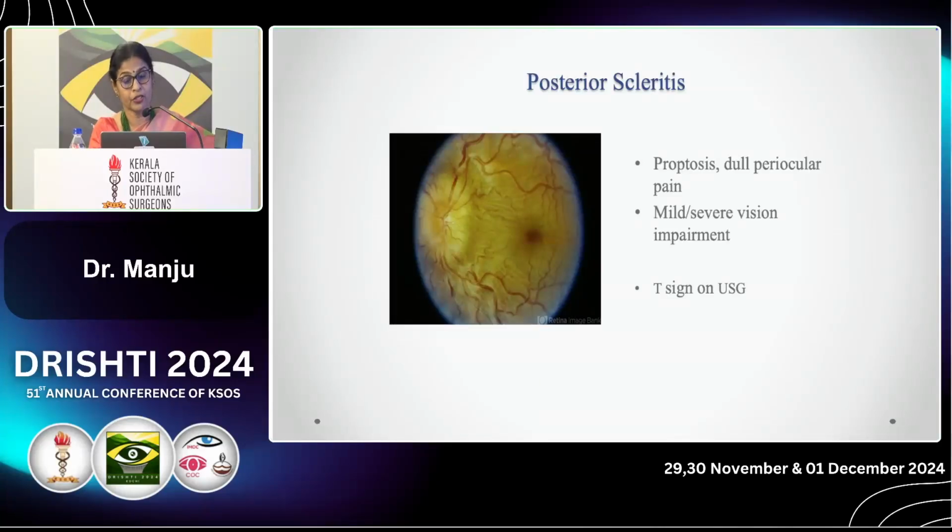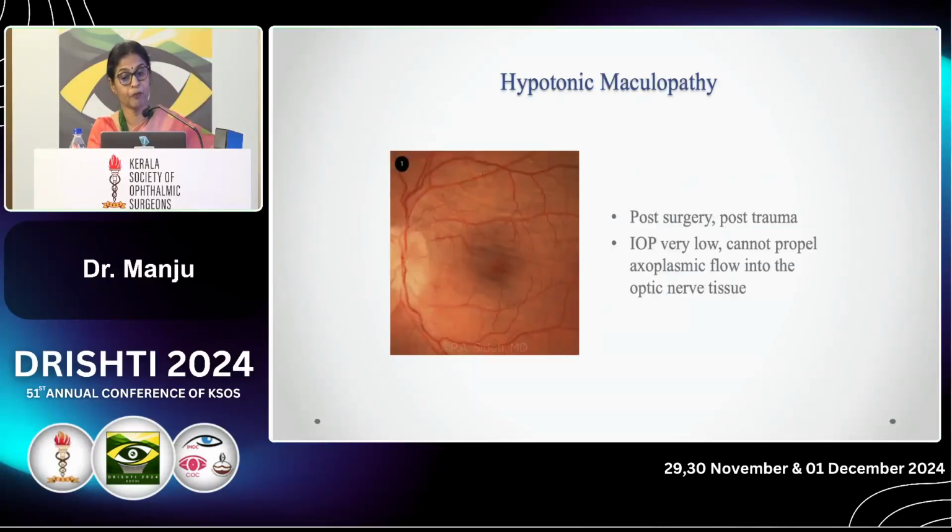Posterior scleritis: a patient presents with a dull, boring periocular pain and sometimes a mild visual loss. They have disc edema, macular edema, and choroidal folds, sometimes an exudative retinal detachment. Then hypotonic maculopathy, following surgery, especially trabeculectomy, or it may be post-trauma. IOP can fall to 4 or 5 millimeters, and there is a stasis of axoplasmic transport, resulting in disc edema and folds.